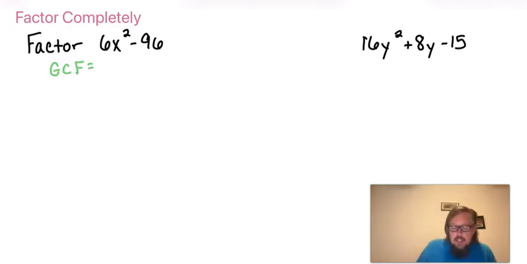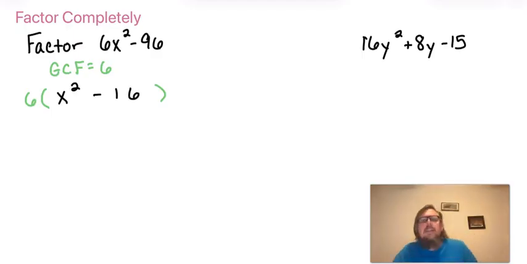And 6 and 96 do have a greatest common factor. The greatest common factor is 6. They don't both have a variable, so we can't do that. But 96 divided by 6 is 16. 6 times 16 is 96. So greatest common factor is a good place to start.